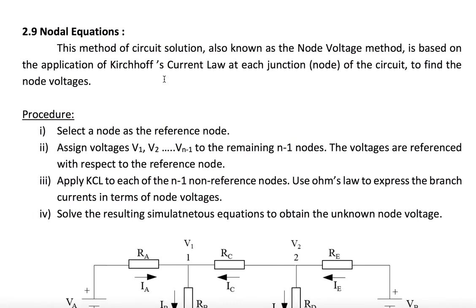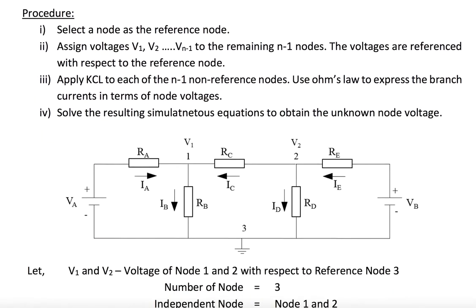Nodal analysis. This method of circuit solution, known as the nodal voltage method, is based on the application of Kirchhoff's current law at each junction of the circuit. To find the node voltages, what is the procedure? Select one node as reference, usually the ground node, the bottom node. Assign voltages to the remaining n minus 1 nodes. If there are n nodes, you have to assign voltages to the remaining n minus 1 nodes.